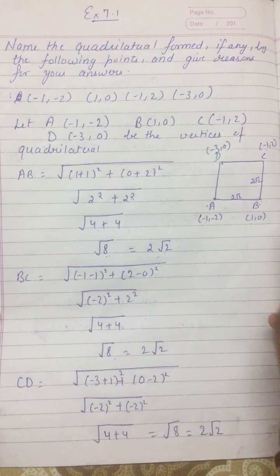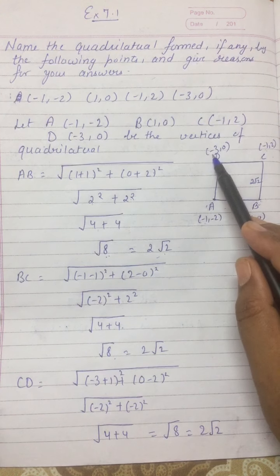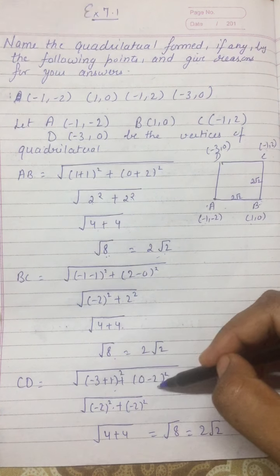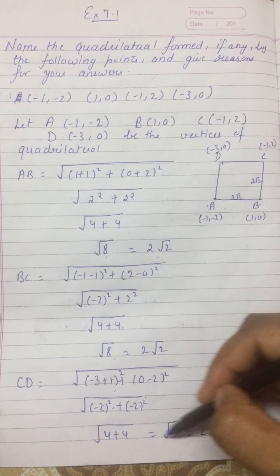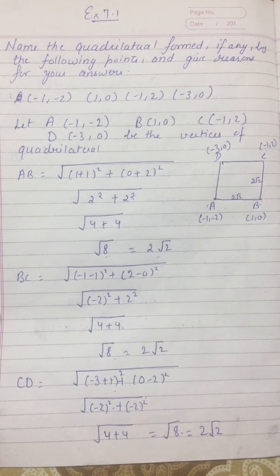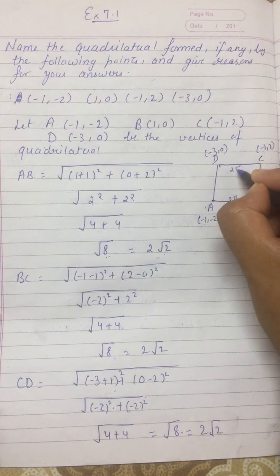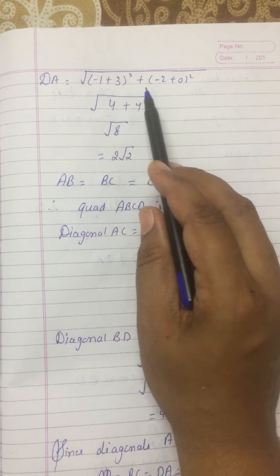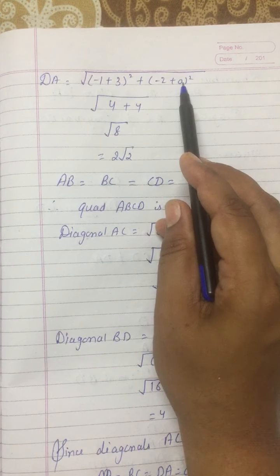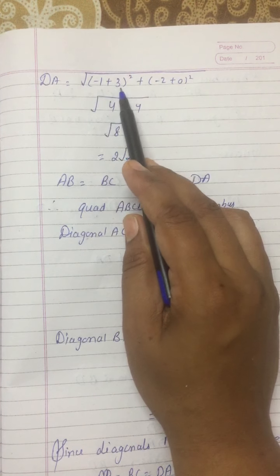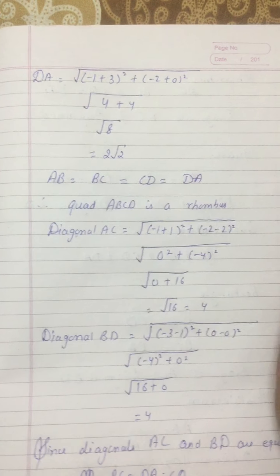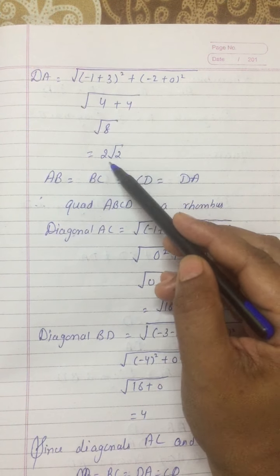Same I will calculate for CD. Minus 1 minus 3, or minus 3 plus 1, whole square. It will be minus 2 whole square and minus 2 whole square, 4 plus 4, root 8, and again 2 root 2. And this is also 2 root 2. After that next will be DA. Minus 1 plus 3 square plus minus 2 plus 0 square. Again the formula, (x2 minus x1) whole square plus (y2 minus y1) whole square. After calculating that, I am again getting the distance 2 root 2.